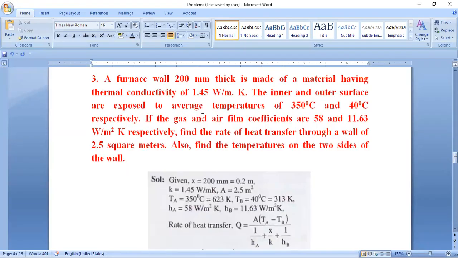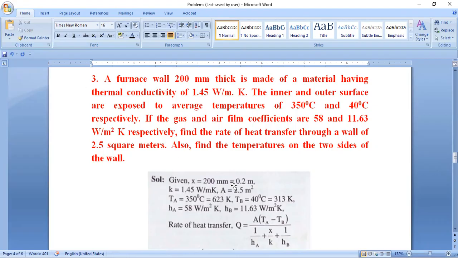See here the point number 3. A furnace wall 200 mm thick is made up of material having thermal conductivity 1.45 watt per meter Kelvin. The inner and outer surfaces are exposed to the average temperature of 350 and 40 degrees Celsius respectively. If the gas and air film coefficients are 58 and 11.63 watt per meter square Kelvin respectively, find the rate of heat transfer through a wall of 2.5 square meters. Also find the temperature on the two sides of the wall.